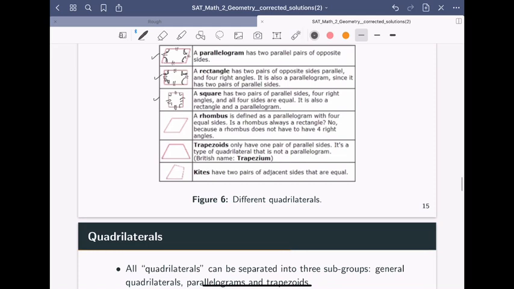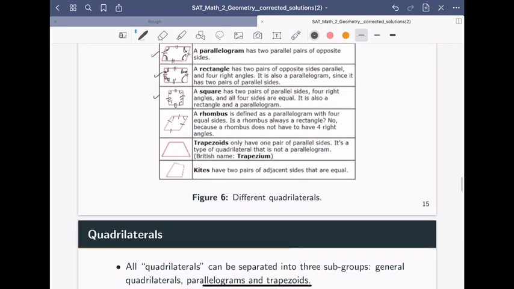And similarly, a rhombus is defined as a parallelogram with 4 equal sides, so the 4 sides are equal. But these angles need not be 90 degrees. So this is the difference between a parallelogram, rectangle, square, and a rhombus.